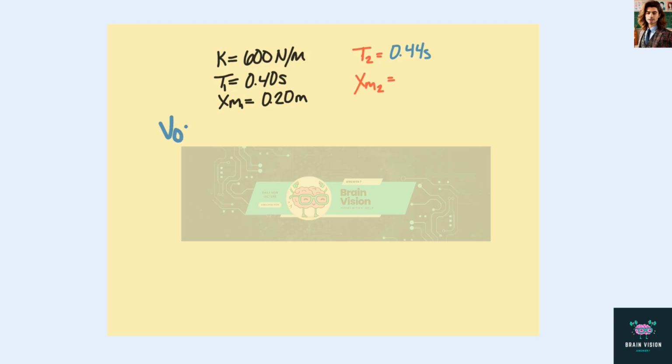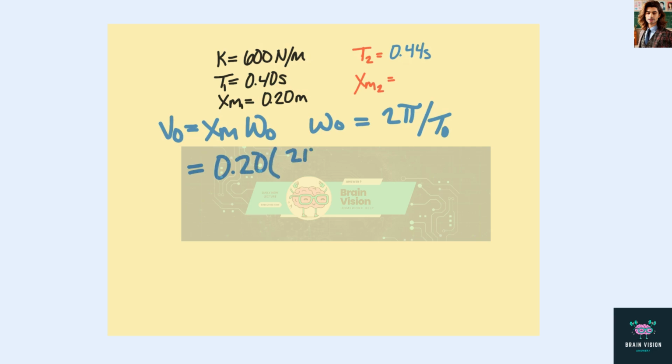All right, now we're going to find the speed that the block was moving before the collision. So we'll have velocity equals x_m times omega, where omega initial equals 2 pi over our initial period. Plugging those values in, our initial velocity is going to be 0.20 meters times 2 pi divided by our initial period, which is 0.40, and that gives us an answer of 3.14 meters per second.